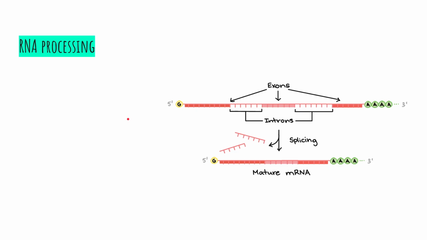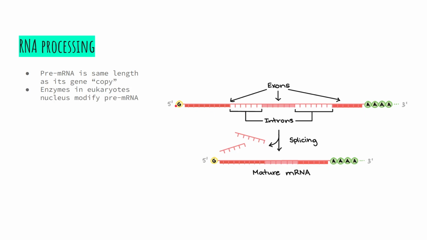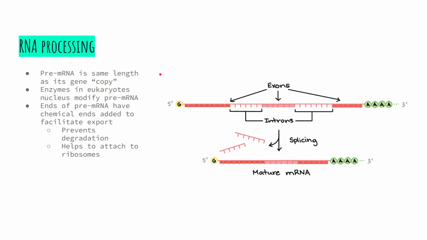Okay, moving on to the RNA processing. So pre-mRNA is the same length as its gene copy. Whatever gene it copied, it is the exact same length, replacing thymine with uracil. Enzymes in the eukaryotic nucleus modify this pre-mRNA. The ends of the pre-mRNA have chemical ends added to facilitate export as well. This prevents degradation. As mentioned before, uracil can degrade quicker than thymine would. These ends also help it attach to the ribosomes.